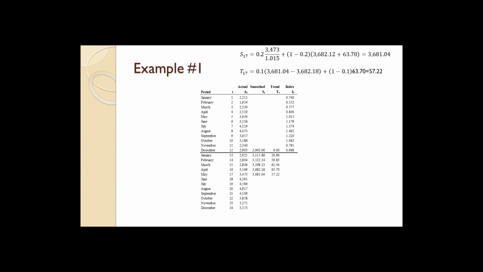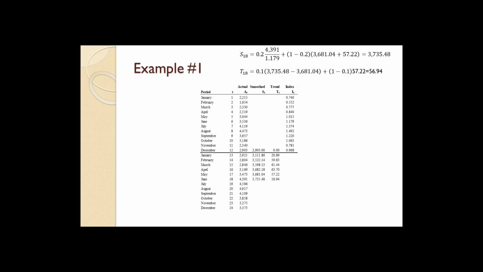For May, S sub t equals 0.2 times 3,473 divided by 1.015 plus 1 minus 0.2 times 3,682.18 plus 63.70 equals 3,681.04. And for T sub t, 0.1 times 3,681.04 minus 3,682.18 plus 1 minus 0.1 times 63.70 equals 57.22.